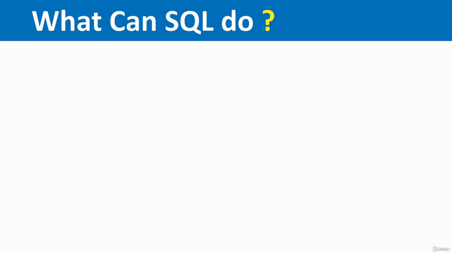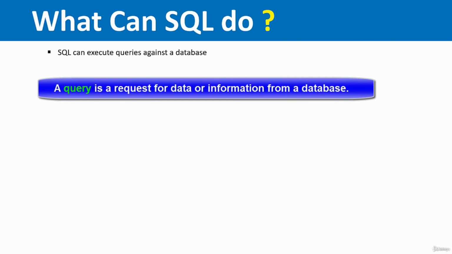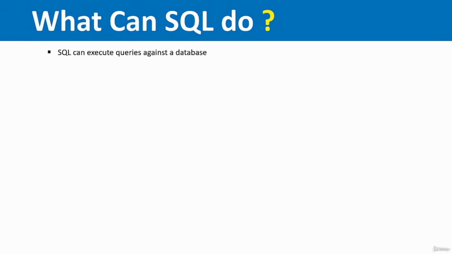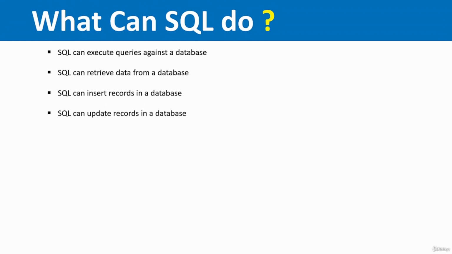There are different things you can do with SQL. Let's take a look at some of the things that you can do with SQL. You can execute queries against a database. A query basically is a request for data or information from a database. You can retrieve data from a database. You can insert records in a database. You can update records in a database. You can delete records from a database.